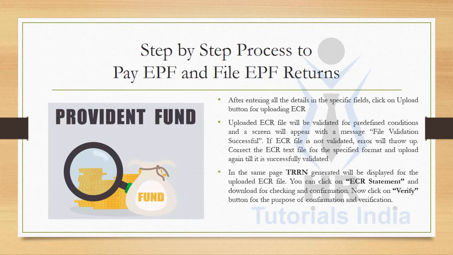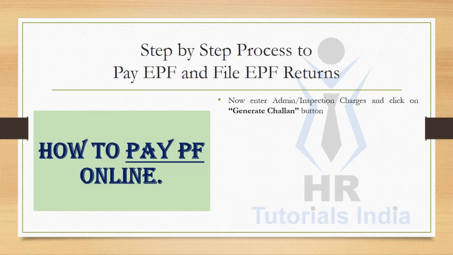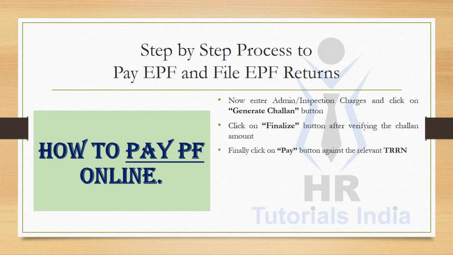Now click on Verify button for the purpose of confirmation and verification. After verifying, click on Prepare Challan button to generate ECR summary sheet. Now enter admin or inspection charges and click on Generate Challan button. Now click on Finalize button after verifying the challan amount. Now finally click on Pay button against the relevant TRRN.